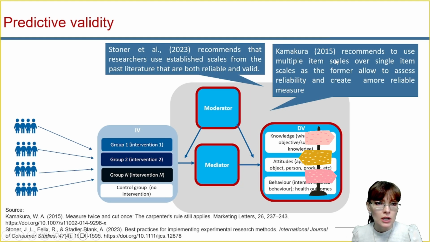Kamakura also recommends using multiple item scales over single item scales for your moderators, for your mediators, and also for your dependent variable, exactly for the same reason that multiple item scales can create more reliable measures compared to a single item scale.